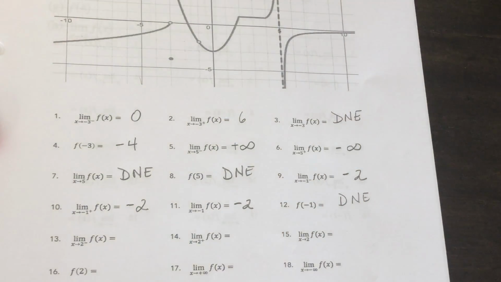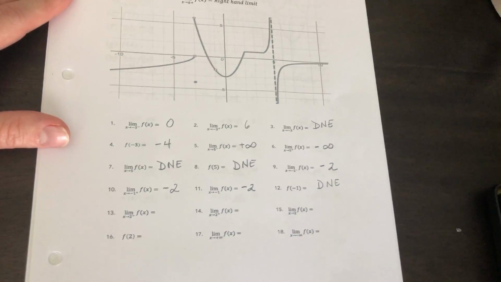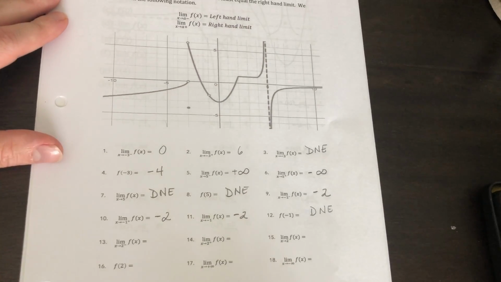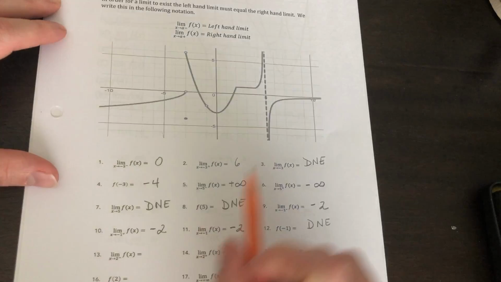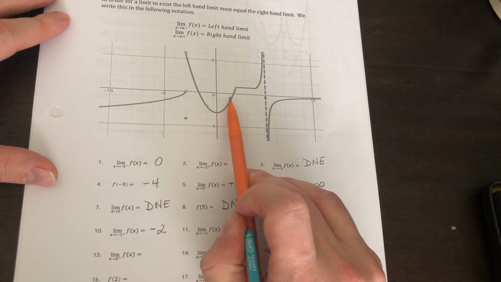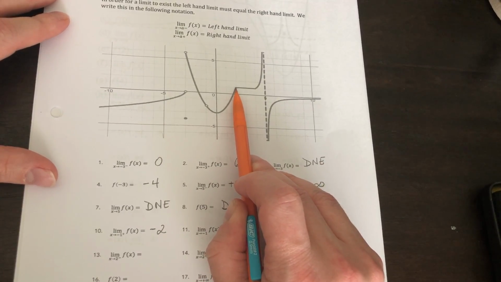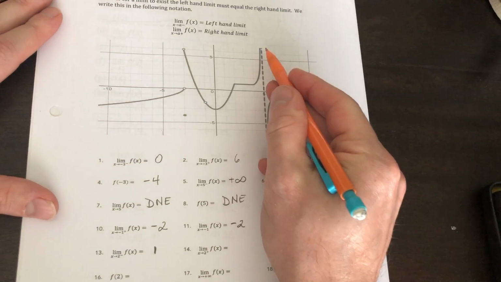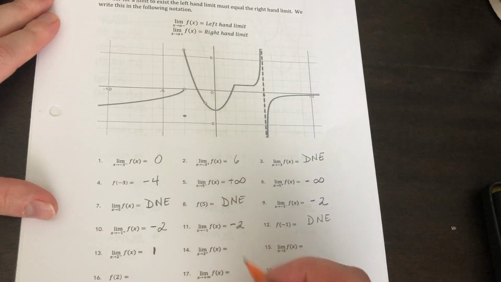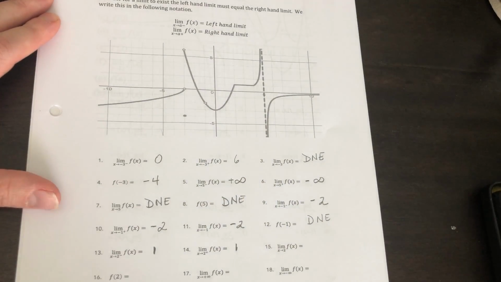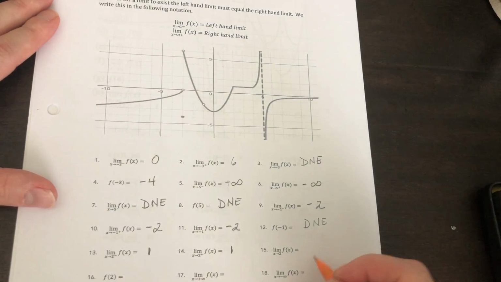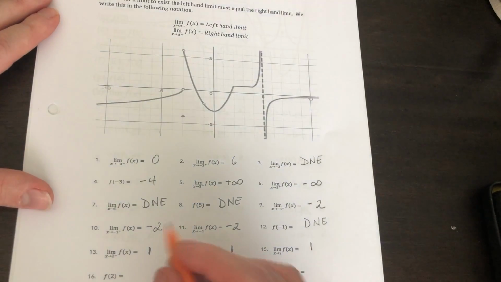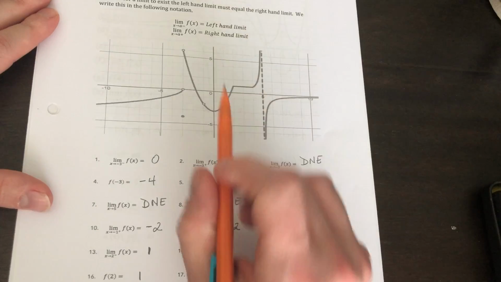Okay, I'm going to zoom back out so we can get a whole picture. The limit as x approaches 2 from the left-hand side. So 2 is right here. It looks like it has a y value of 1. As I come from the right-hand side, my y value is 1. Since the left-hand limit equals the right-hand limit, that means the limit as x approaches 2 is also 1. And f of 2 is 1. That's a solid point right there.